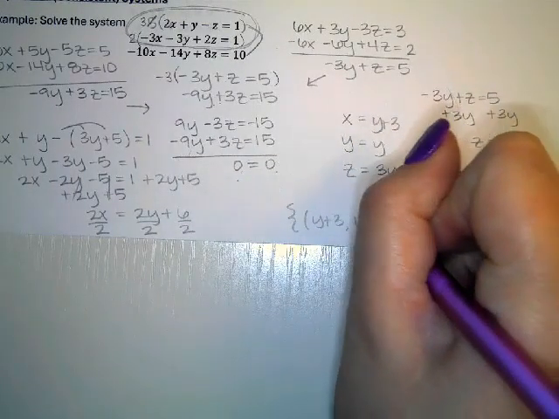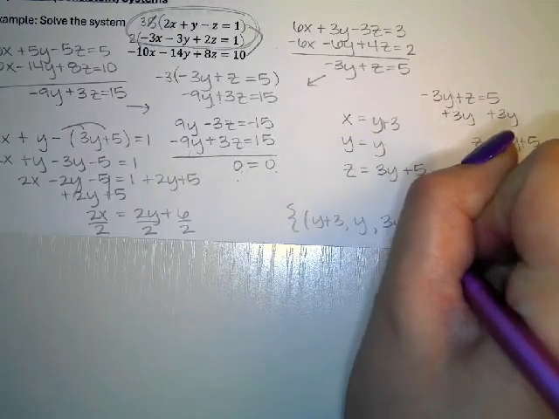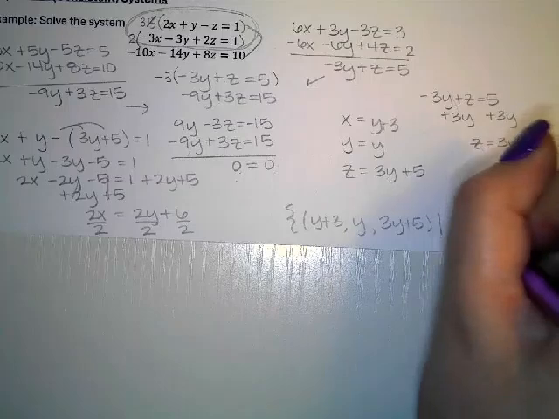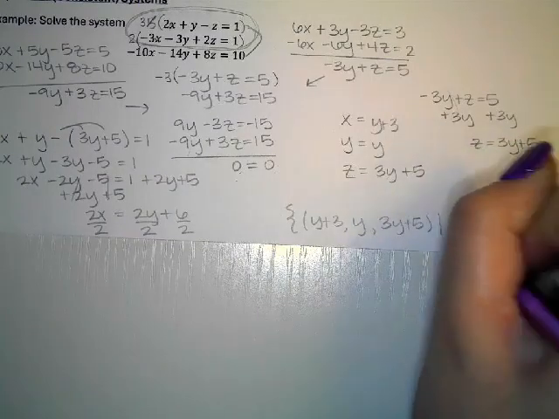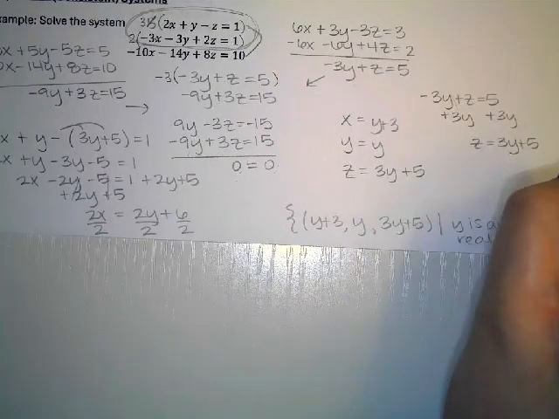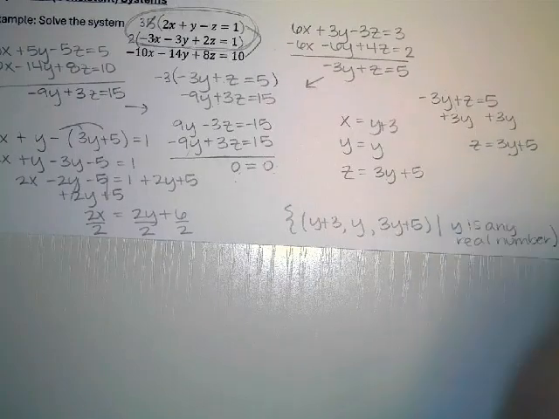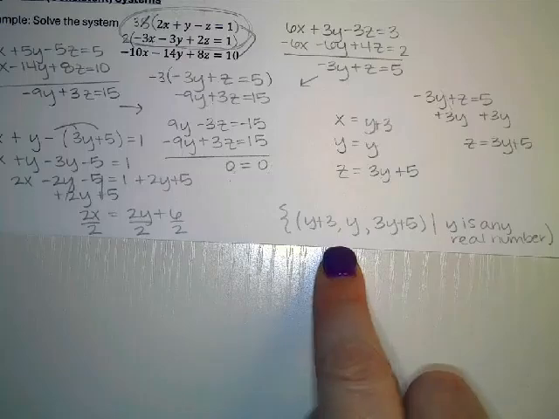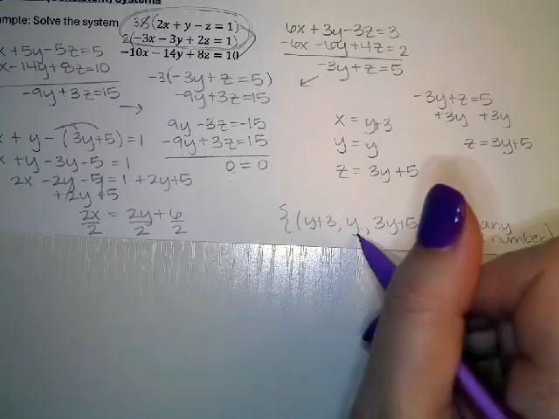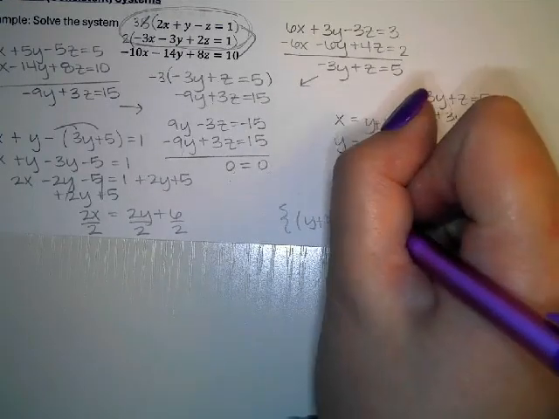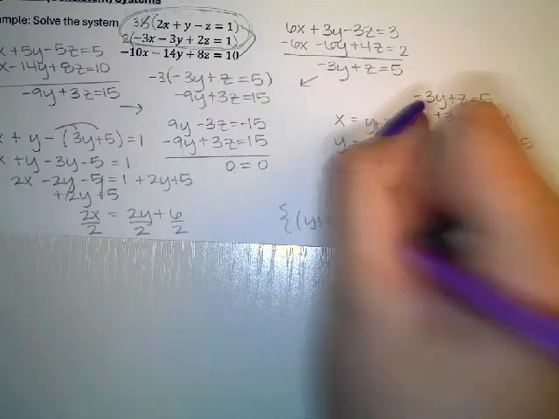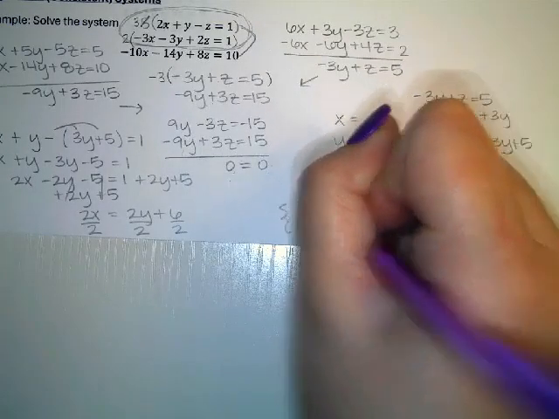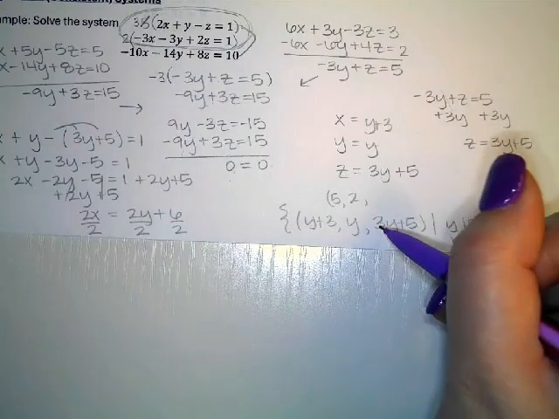And this is going to be where y is any real number. If you wanted to come up with an example of a solution, you could say, for instance, that y is 2. Then y plus 3 would be 5, so the x-coordinate would be 5. And the z-coordinate would be 3 times 2 is 6, plus 5 is 11. So the z-coordinate would be 11.